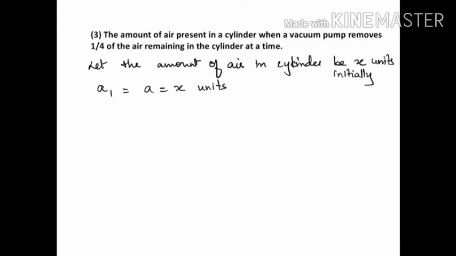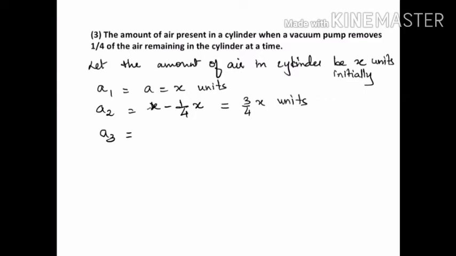Vacuum pump removes 1/4 of the air remaining in the cylinder. So after removing 1/4, we are left with x minus 1 by 4 x. This will be the second term of the list, which is given by 3 by 4 x units. So after removing 1/4 of the air, we are left with 3 by 4 of the volume of gas in the cylinder, and that is the second term.